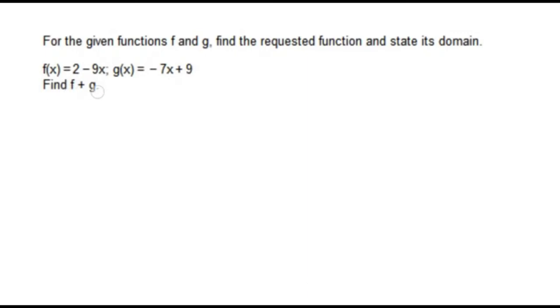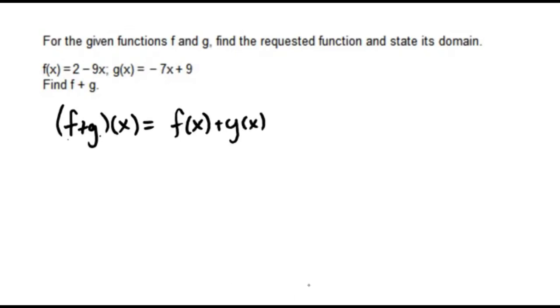Find f plus g. So we want to construct the function f plus g from these given functions f and g, and we construct it exactly as it's named. F plus g can be found by adding f of x plus g of x. So we know to add because in the name of the function, it tells us to add these functions together.